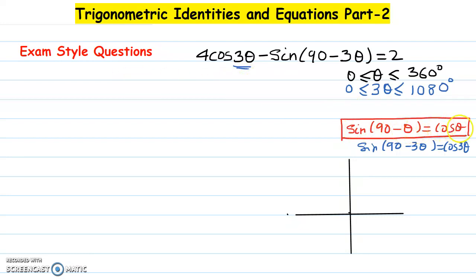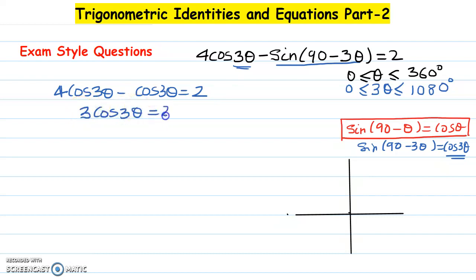Sin(90 minus theta) is cos theta. So in this place, sin(90 minus 3 theta), we can write down cos 3 theta. Once we write it down, the equation we are getting is 4 cos 3 theta, and here we have written cos 3 theta, and that is equal to 2. So 4 cos 3 theta minus cos 3 theta will be 3 cos 3 theta. Let's write down 3 cos 3 theta equal to 2, and we have got cos 3 theta equal to 2 over 3.